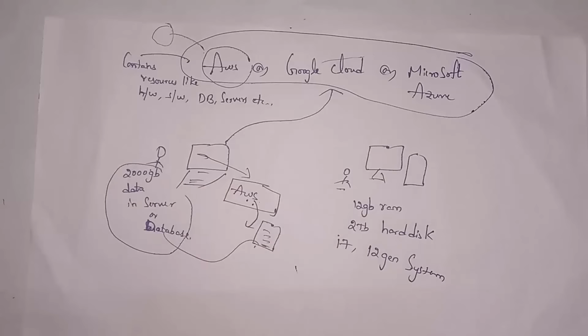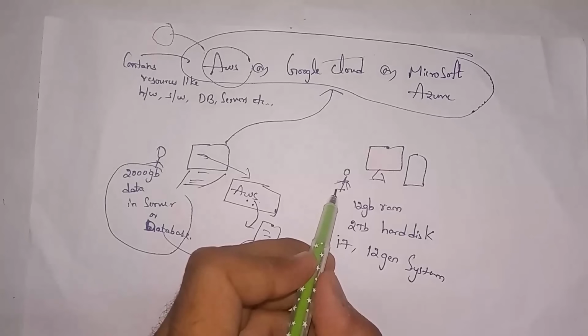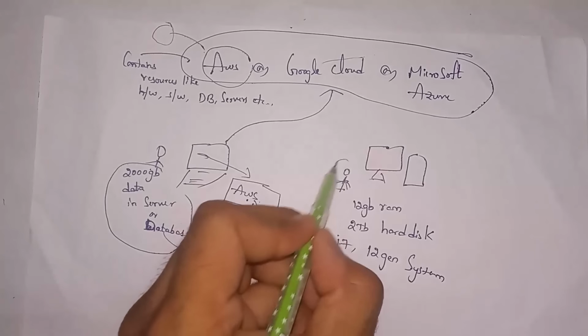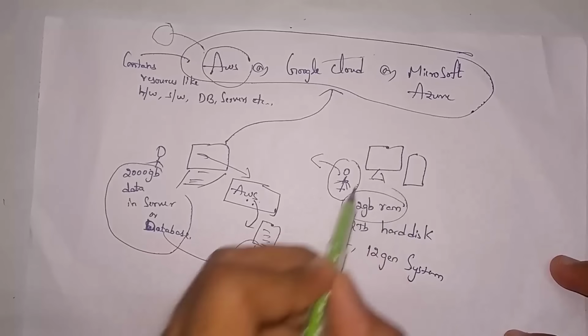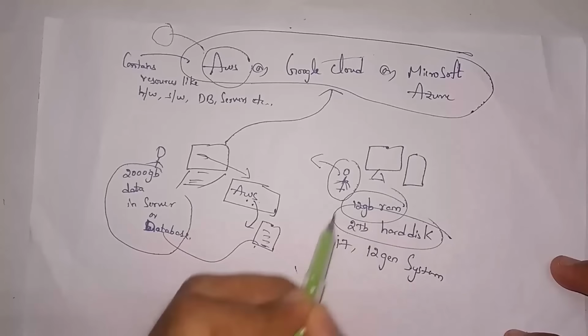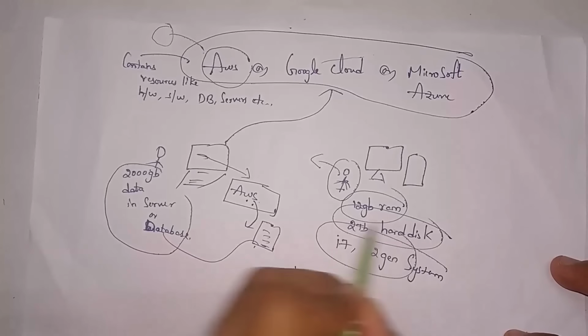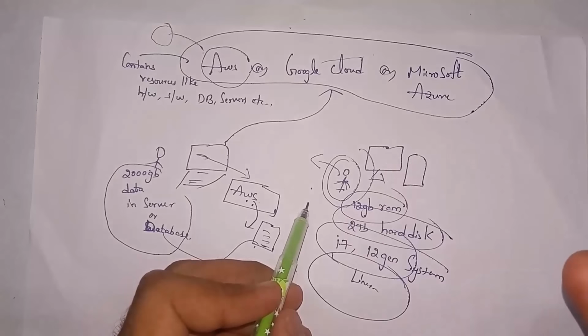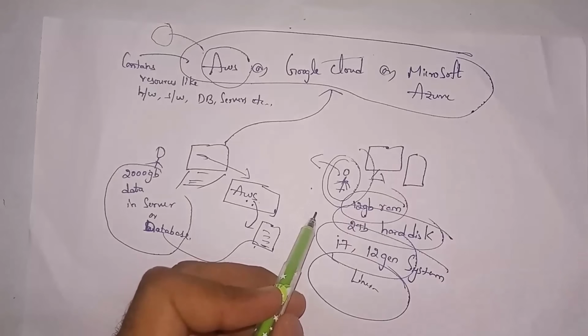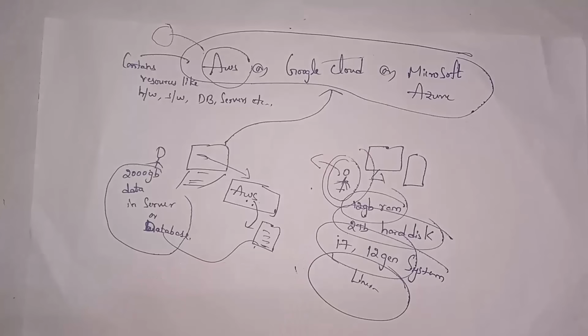I'll give one more example. For example, let us say there is one employee. This employee wants to do office work. For that office work, he needs a system that contains 12 GB of RAM, 2 TB of hard disk, i7 12th generation, and that too with Linux operating system. Purchasing this system is costly, and after purchasing the system again you need to install Linux, which is a time taking process.